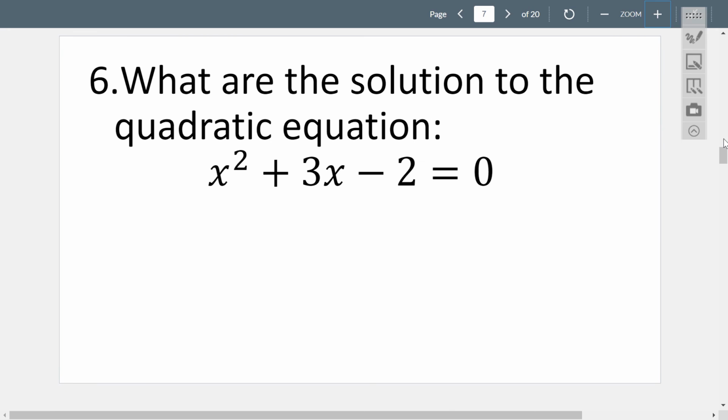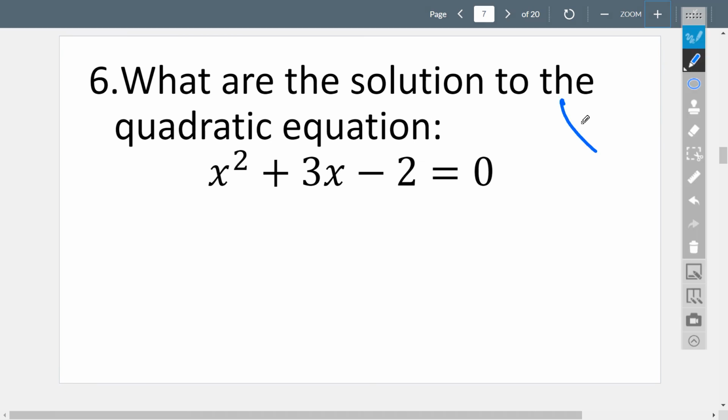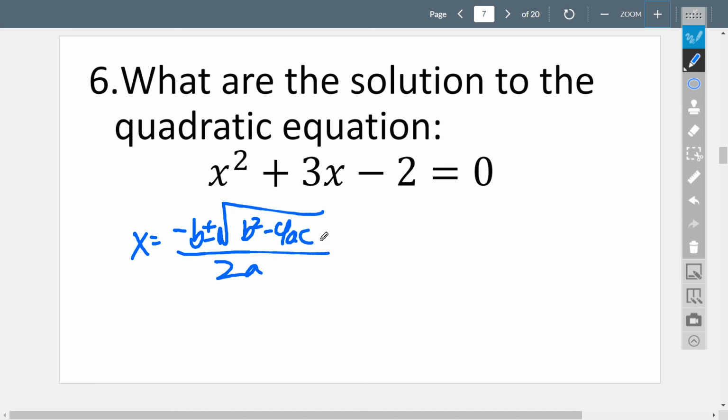What are the solutions to the quadratic equation? This one cannot be factored. We can try to factor it using this method, but it's not going to work, so we're going to have to move on to the quadratic formula. Negative b plus or minus the square root, b squared minus 4 times a times c, all over 2a.